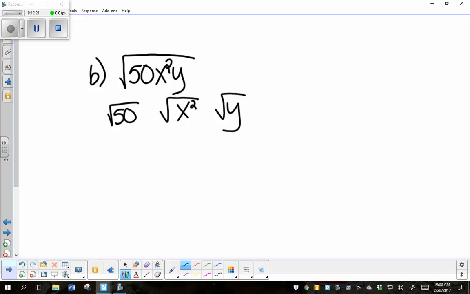So if you guys don't like the tree way, we don't have to use it. So 50. Can you think of any perfect squares that go into 50? 25. So we can write this as the square root of 25 times the square root of 2, because 25 times 2 is 50. Let me give you a second to digest that. Is that okay so far?